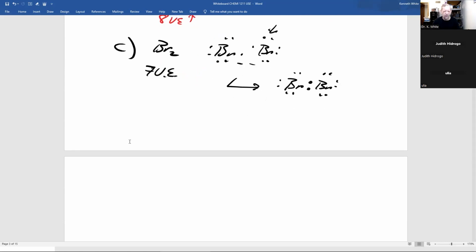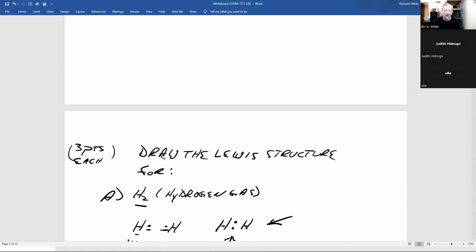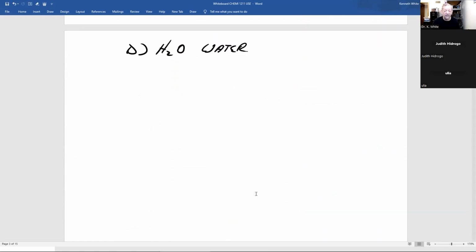Now, let's do one more, maybe more than one. Let's see how much time we have. And I'll do this one because I need to teach you something. And that's water. Hopefully by now you all know H2O is water. Well, how do you draw the Lewis structure for the molecule water? Well, you first have to find out how many valence electrons each hydrogen has and each oxygen has. And how do we do that? We go to our friendly neighborhood periodic table.